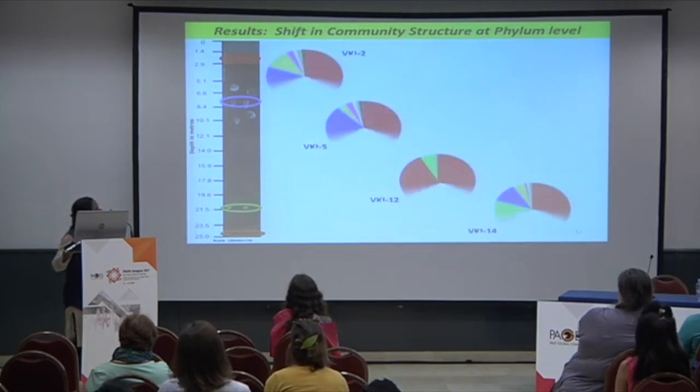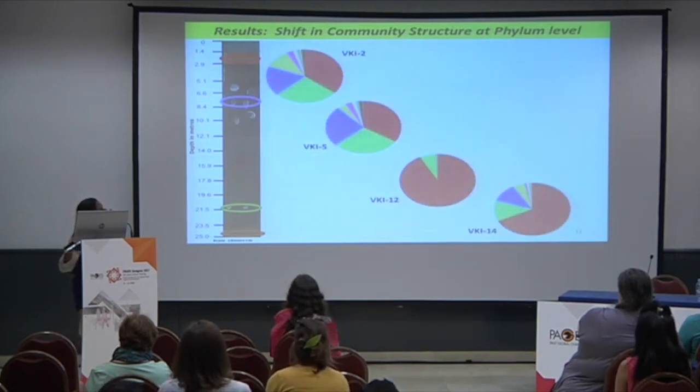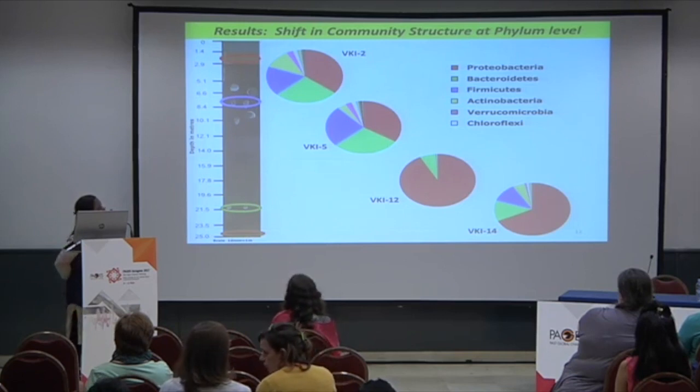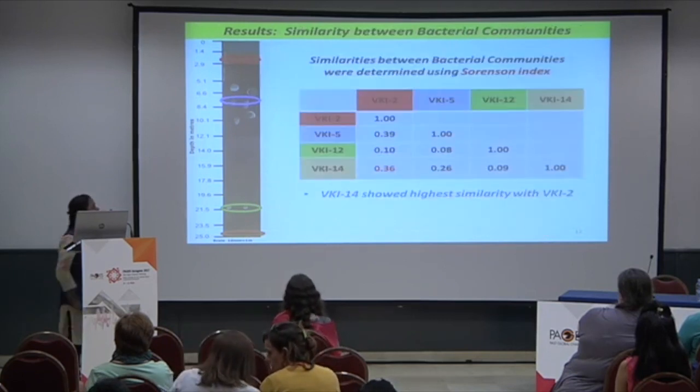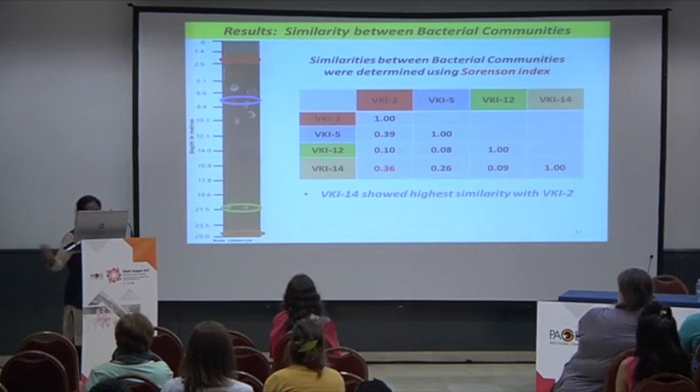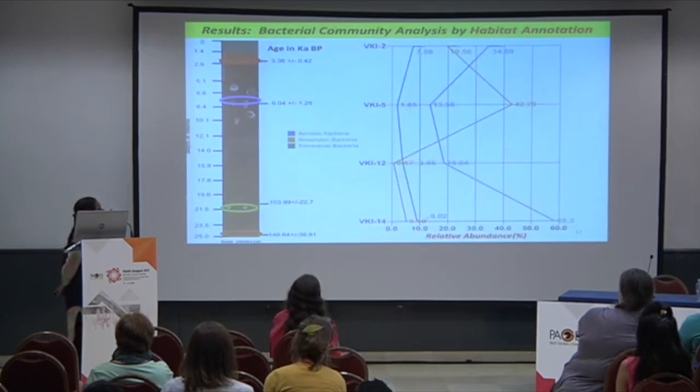So these pie charts show the shift in bacterial community structure when moving from the bottom sediment to the top. Proteobacteria, Bacteroidetes, Firmicutes, Actinobacteria, Verrucomicrobia and Chloroflexi were the abundant phyla, of which Proteobacteria was the dominating phylum. To calculate the similarities between bacterial communities, the Sorensen index was used, and VKI-14 showed higher similarity with VKI-2. Coming to habitat annotation, aerobic bacteria and terrestrial bacteria were high in VKI-14 and VKI-2, whereas the anaerobic population was dominating in VKI-5.